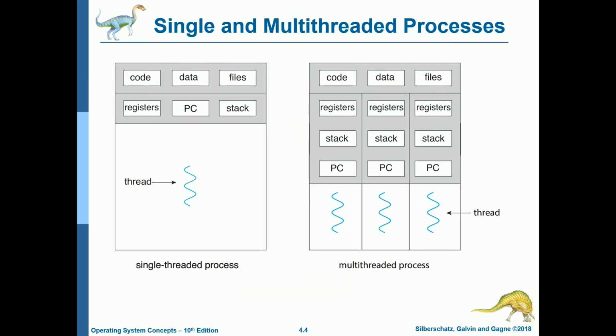A thread is a basic unit of CPU utilization, and it's composed of a thread ID, a program counter, a set of registers, and a stack. It shares with other threads belonging to the same process its code section, data section, and other operating system resources such as open files and signals.